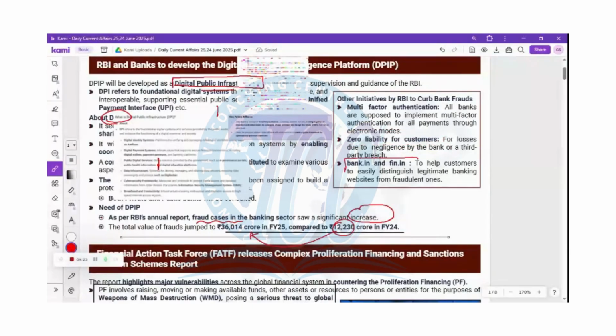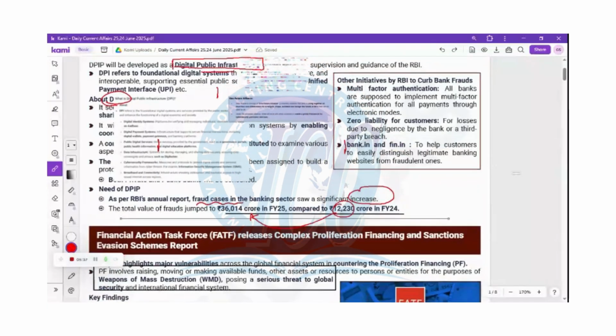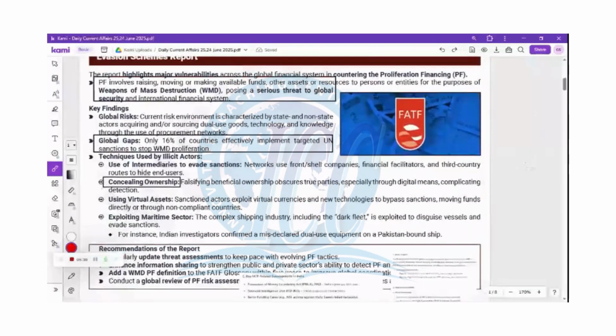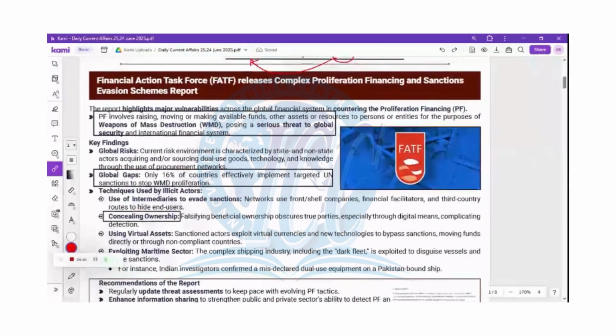And also, in order to recognize whether a site is genuine or not, the Reserve Bank of India has tried to publicize bank.in and fin.in to help customers easily. Then comes something more important.